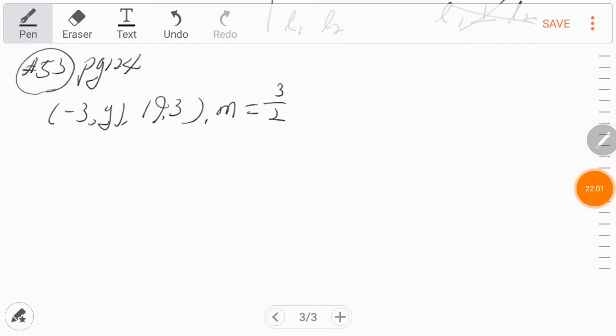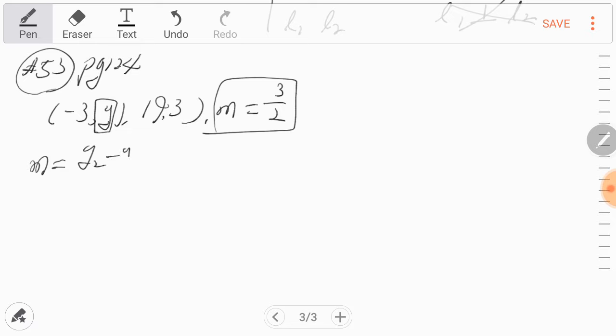Okay, let's try the next example. In this example, we're going to find the y coordinate of one point so that the slope is 3 over 2. How do we find this y coordinate? Let's use the slope formula. The slope formula is y2 minus y1 over x2 minus x1. This slope is equal to 3 over 2.